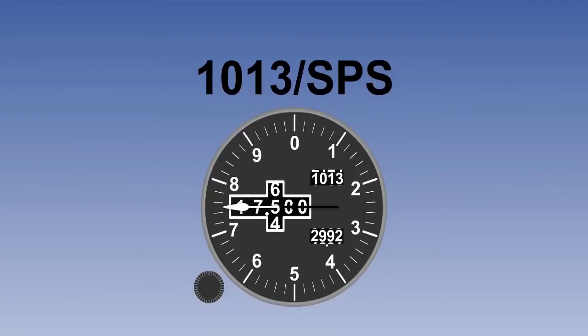Standard pressure setting, or 1013, is what we set when required to fly flight levels. Flight levels are always given in hundreds of feet, and usually only 500ths and whole thousands of feet are used. Thus, 17,500 feet becomes flight level 175. This is a shorthand way for the air traffic controller to say, fly at 17,500 feet on a pressure setting of 1013 hectopascals. It takes less time on the radio.